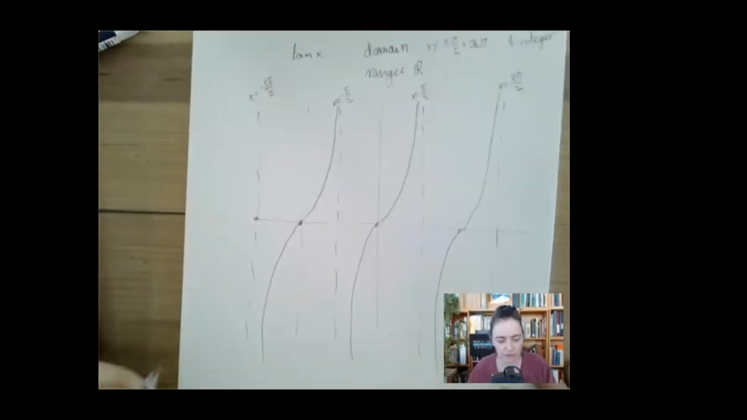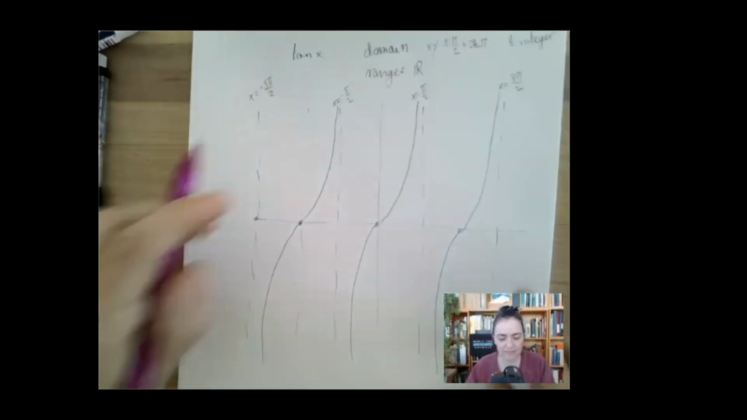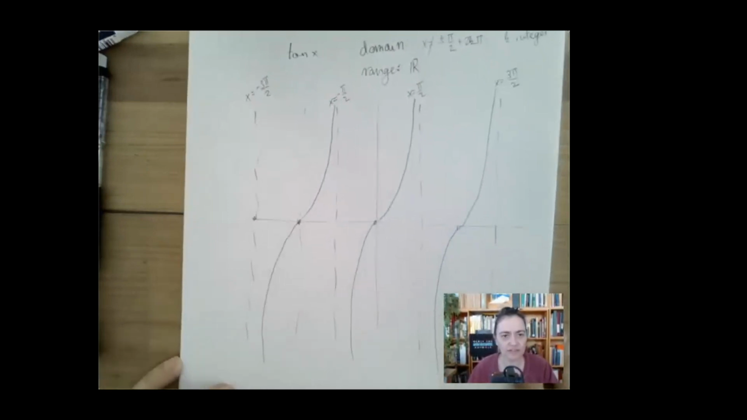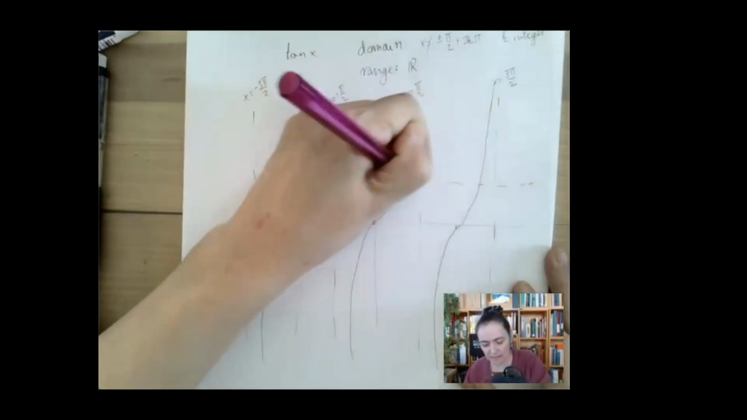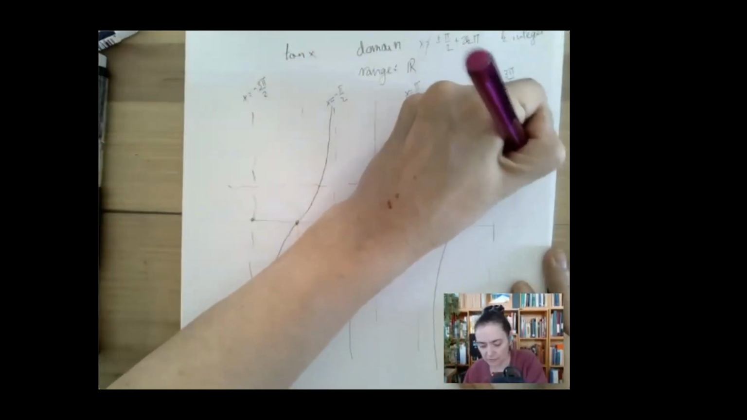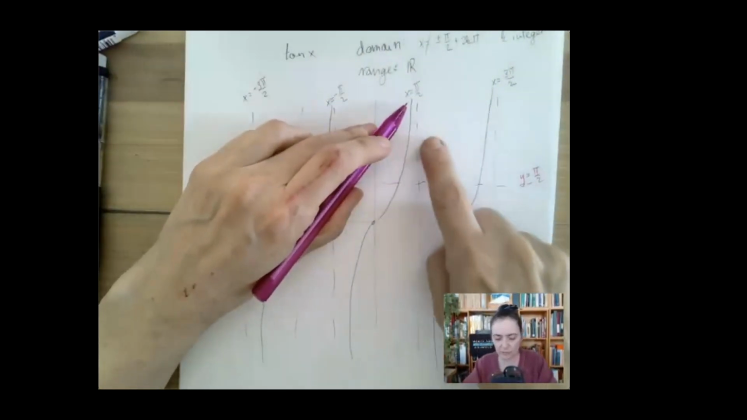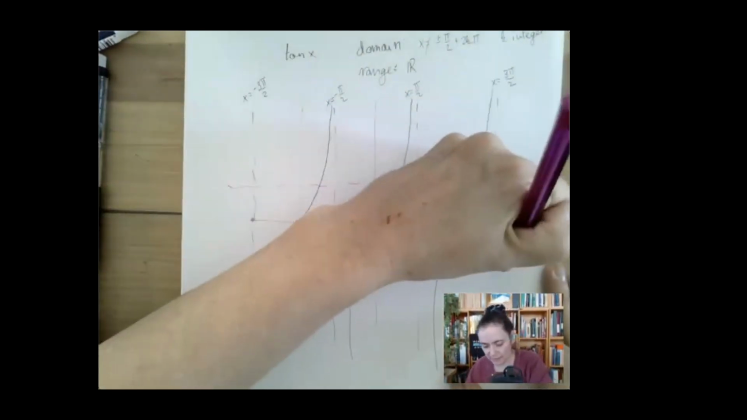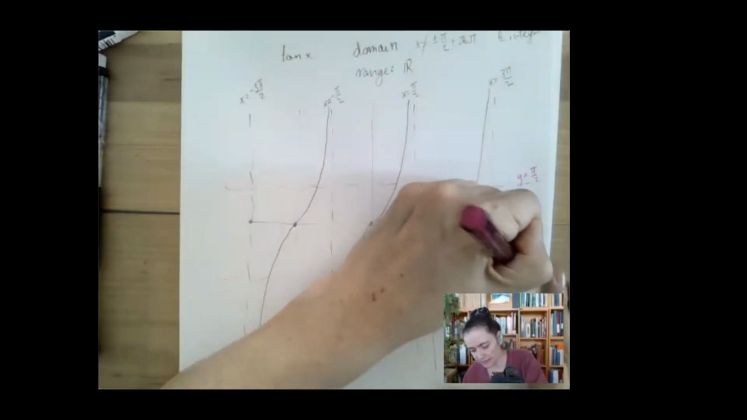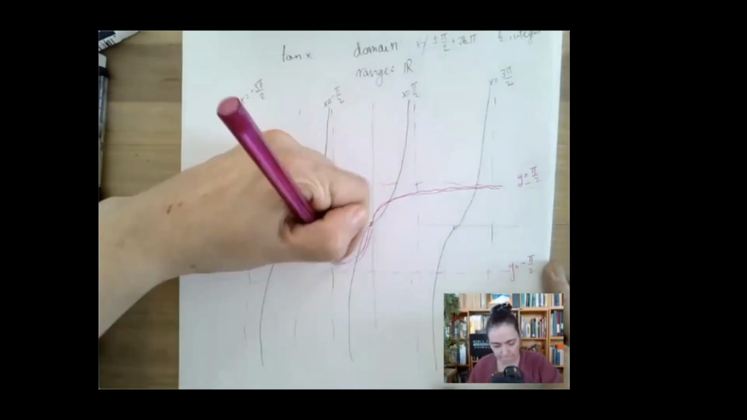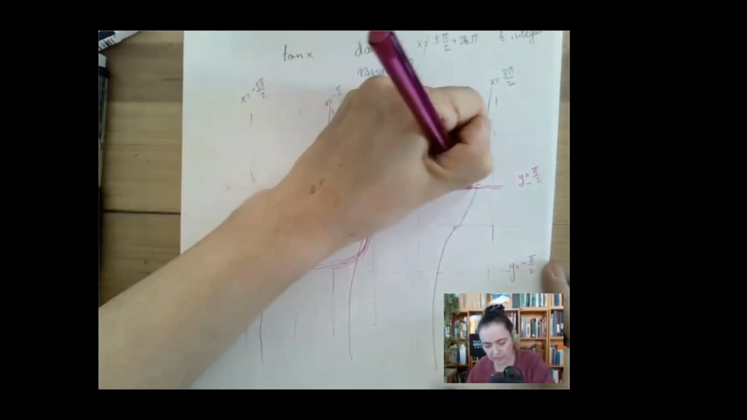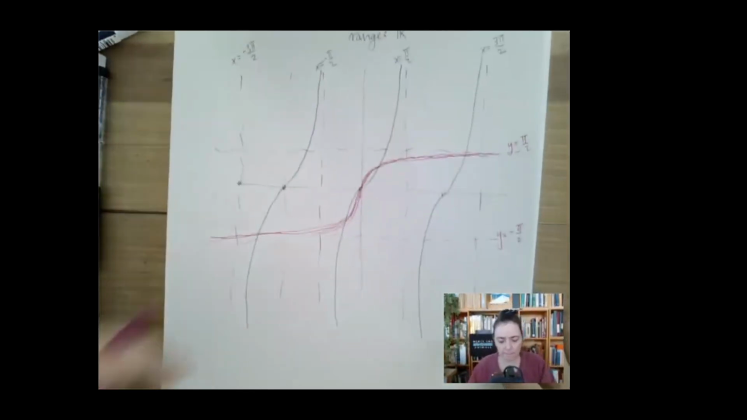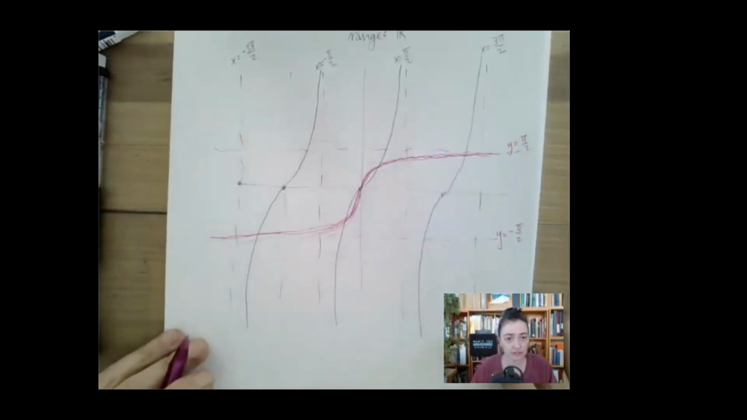So what does the inverse look like? Well, these vertical lines are going to become horizontal lines. These vertical threads are going to become horizontal threads. So here is the line y equals pi over 2. This vertical asymptote will become this. And then here is the line y equals negative pi over 2. You can use the calculator to get a few points. And that's going to be the inverse tangent, the function.